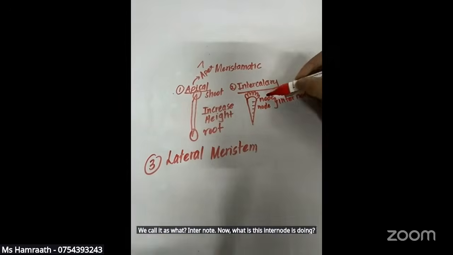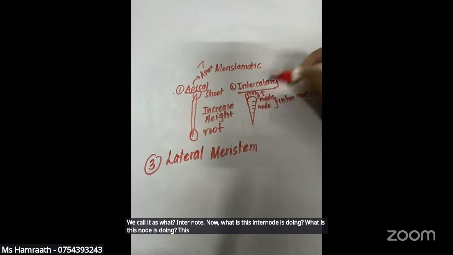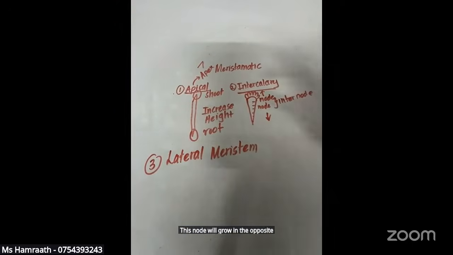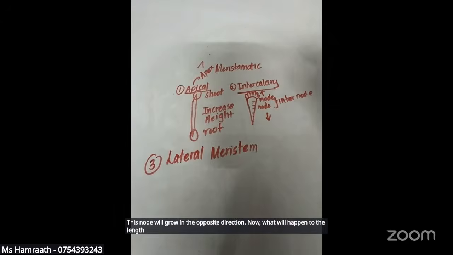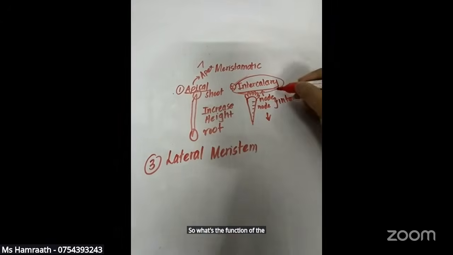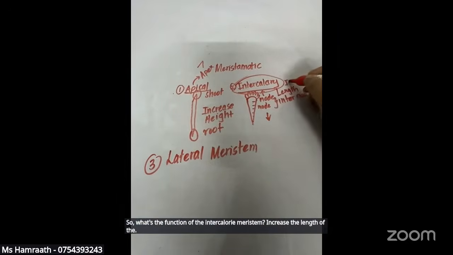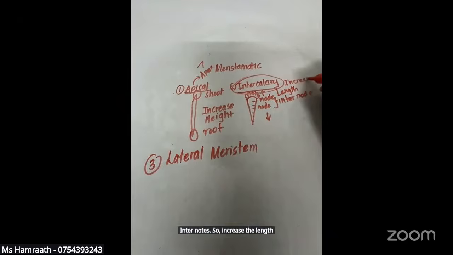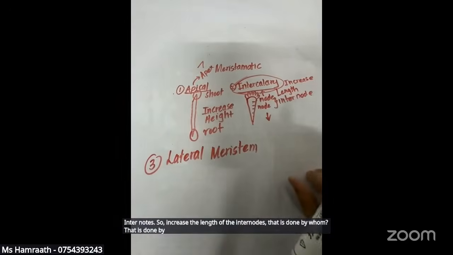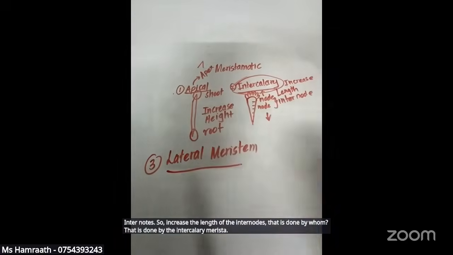Now what is this node doing? This node will go in this direction, and that node will grow in the opposite direction. What will happen to the length of the internode? It will increase. So what is the function of the intercalary meristem? Increasing the length of the internodes. That is done by the intercalary meristem. Now come to the lateral meristem.